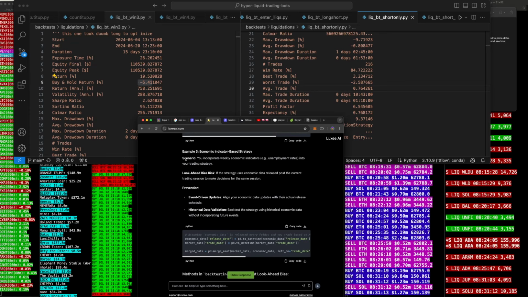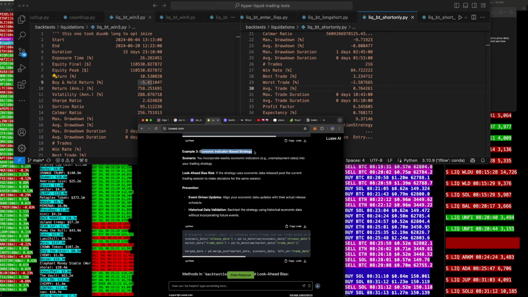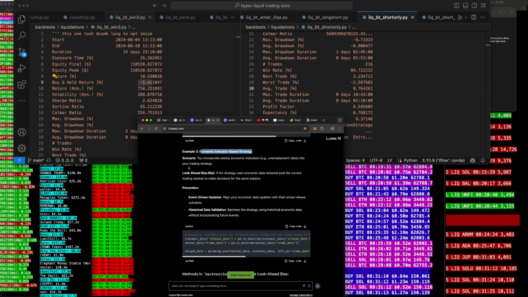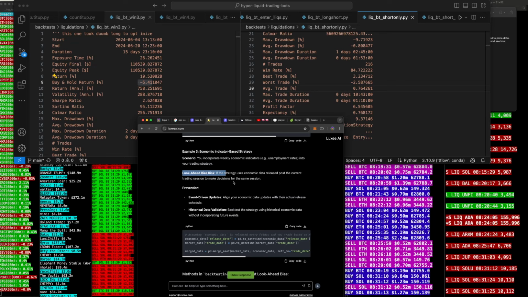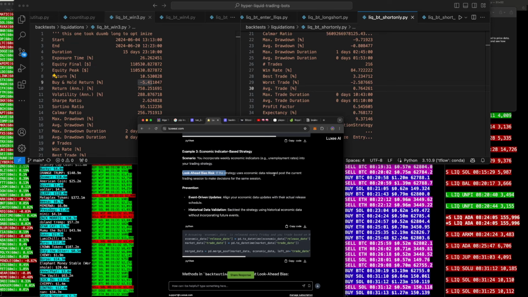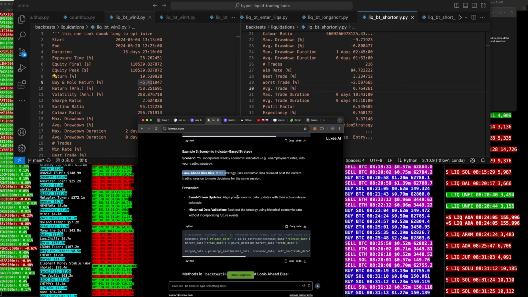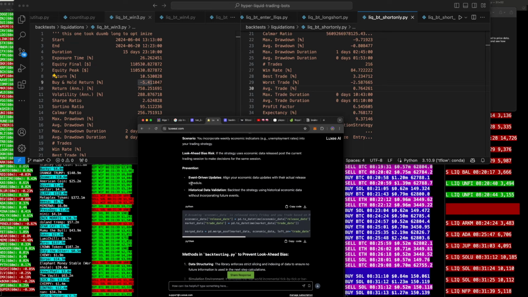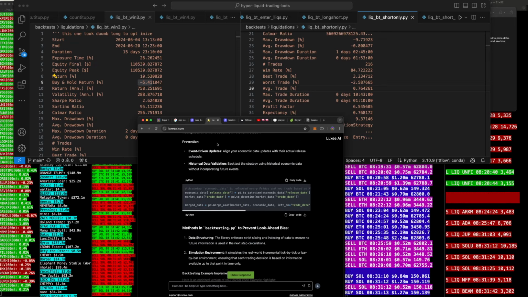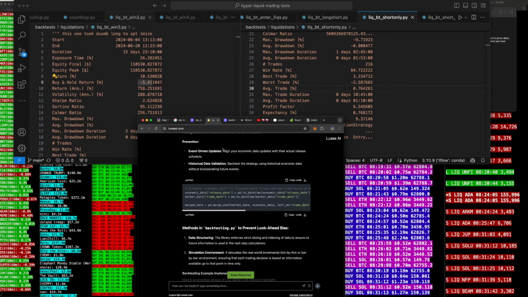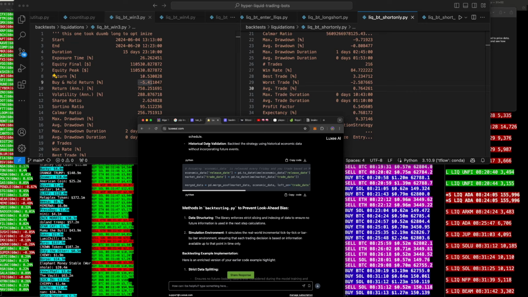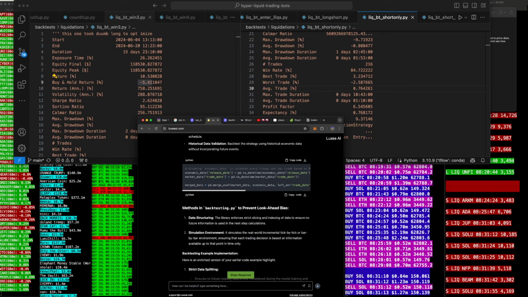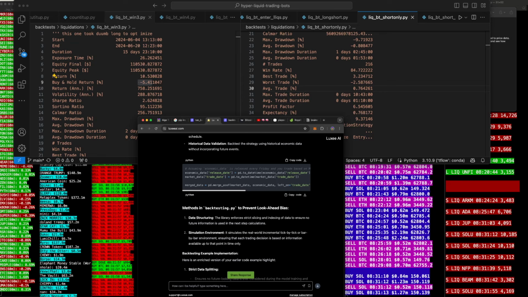Example 3, economic indicator based strategy. Scenario: you incorporate weekly economic indicators, e.g. unemployment rates, into your trading strategy. Look-ahead bias risk: if the strategy uses economic data released after the current trading session to make decisions for the same session, that would be look-ahead bias. Prevention, event-driven updates: align your economic data with its actual release schedule. Historical data validation: backtest the strategy using historical economic data without incorporating future events.